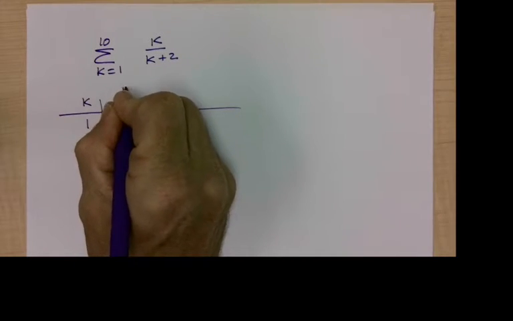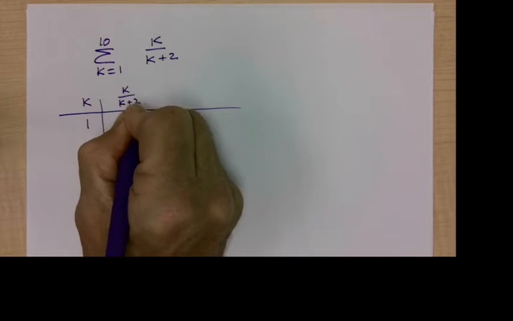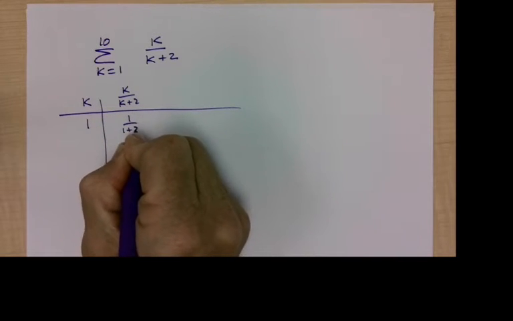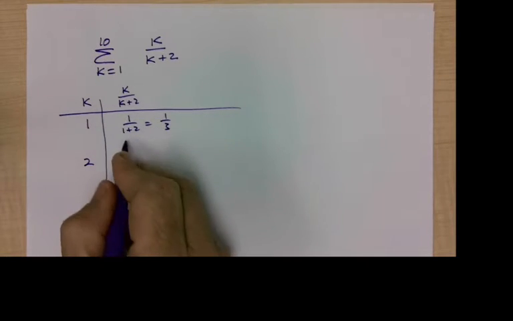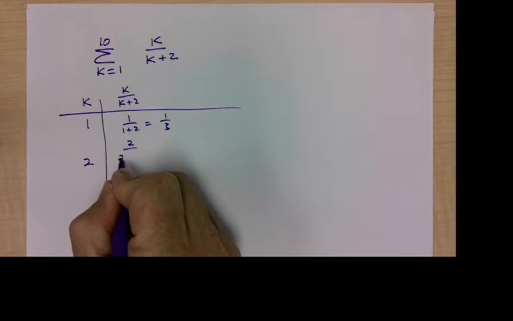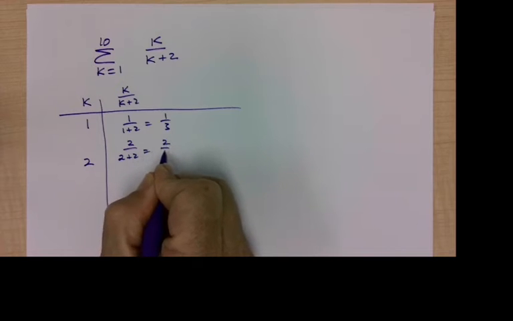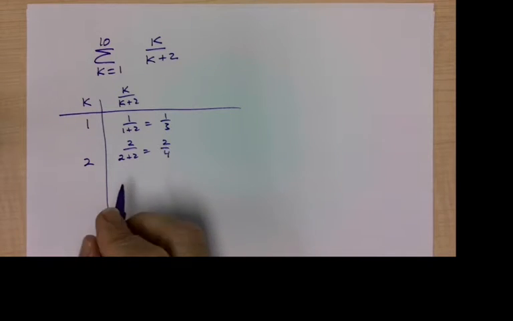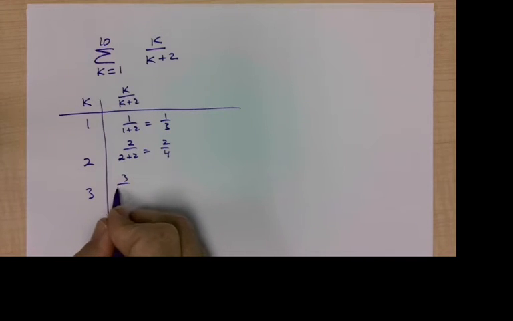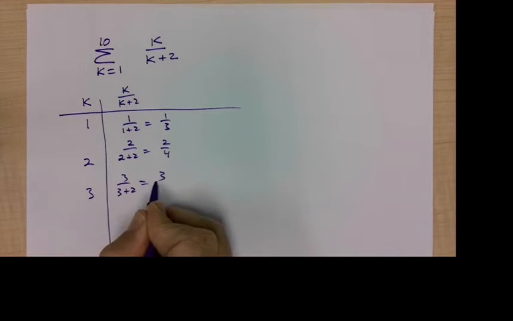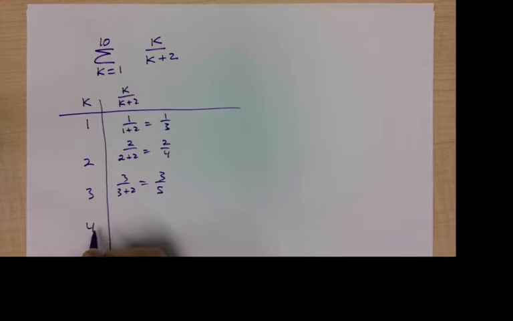If k is 1, what is k over k plus 2? That would be 1 over 1 plus 2, which is 1/3. If k is 2, what do we get? We get 2 over 2 plus 2, which is 2 over 4. I'm going to choose not to reduce that fraction. If k is 3, I get 3 over 3 plus 2, which is 3 over 5. If k is 4, I get 4 over 4 plus 2, which is 4 over 6, etc.